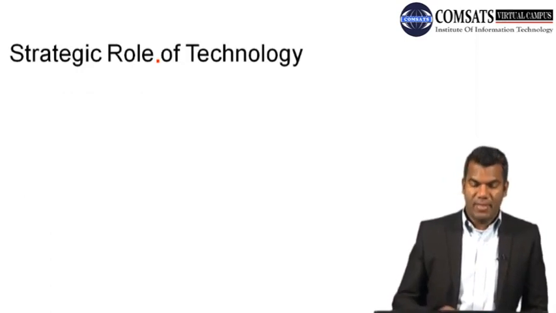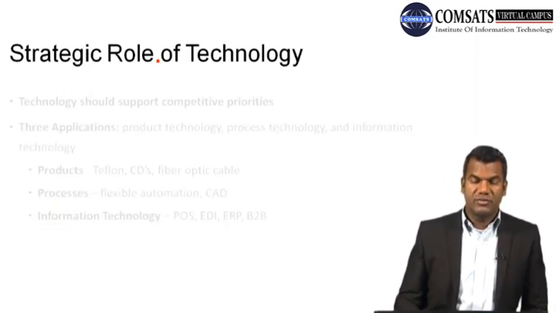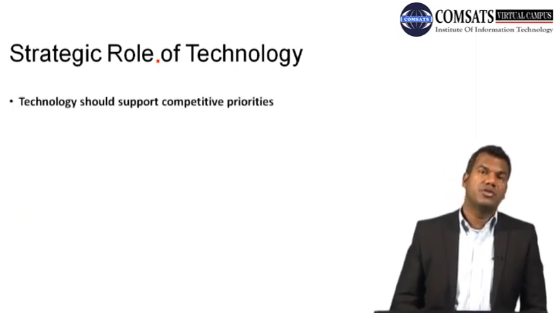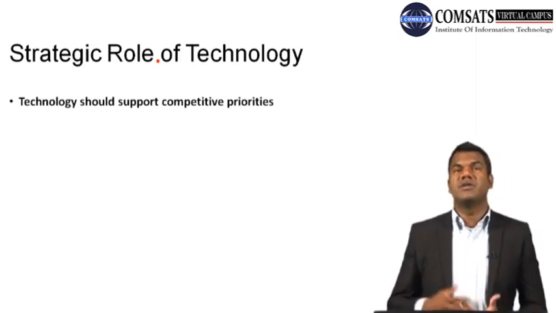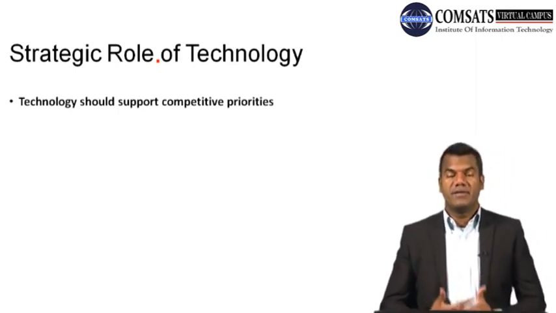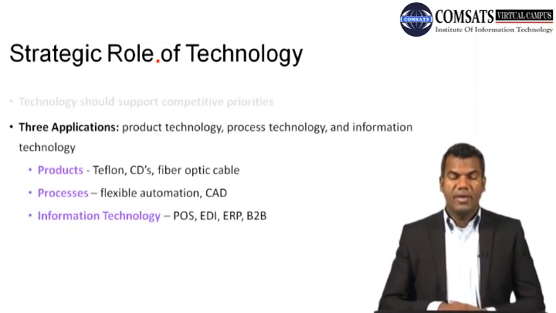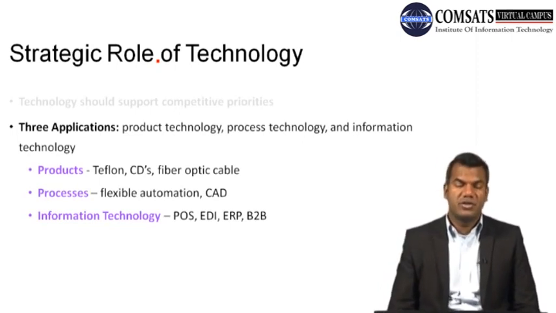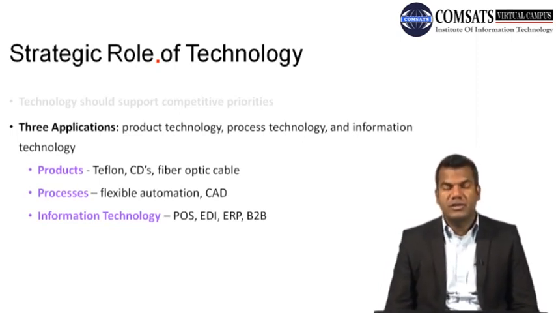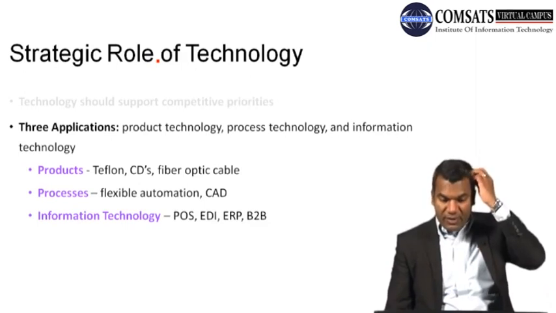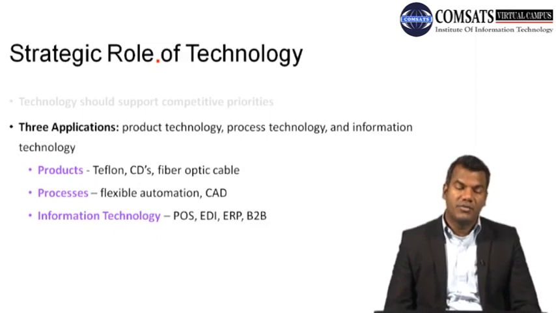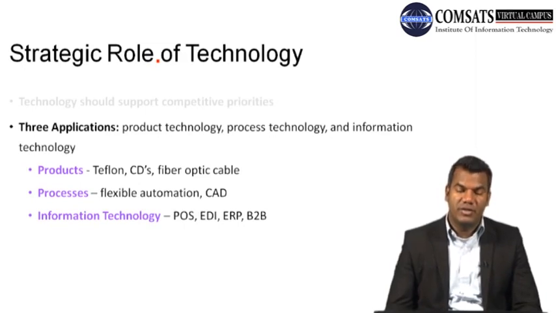And what is the strategic role of technology? Technology should support competitive priorities. Technology ne competitive priorities ko support karna hai. They have to look into it. Then there are three applications: product technology, process technology, and information technology. Now products kaun kaun se ho sakte hain? Teflon hai, CDs hain, fiber hai. Processes kya ho sakte hain? Aapke flexible automation, CAD. Aur information technology kya hai? Aapki POS, EDI, ERP, B2B. Theek hai?